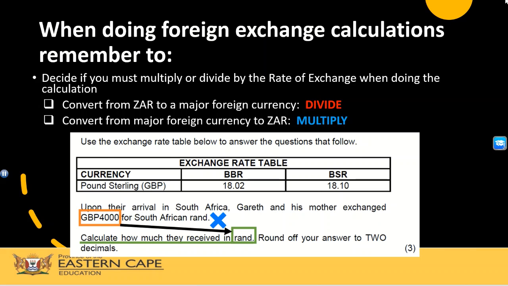Correct. I hope you got that. Multiply, because we are converting from a major foreign currency into South African rand. Therefore, we must multiply.